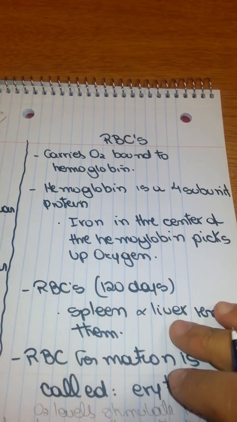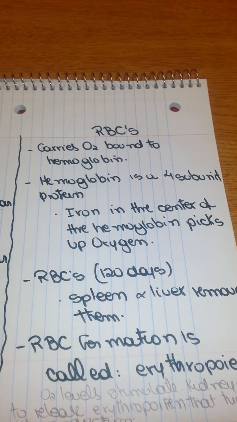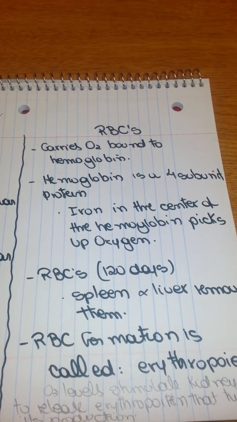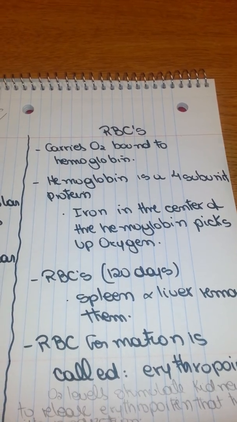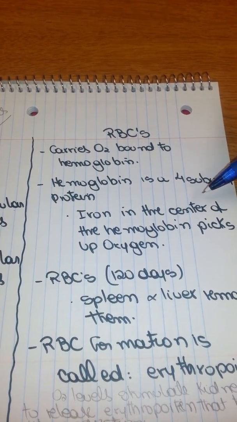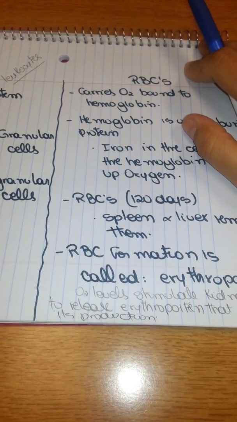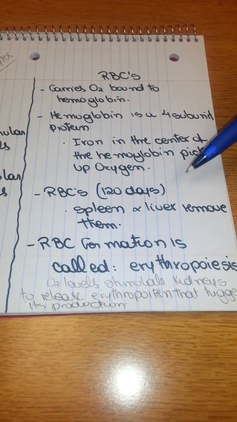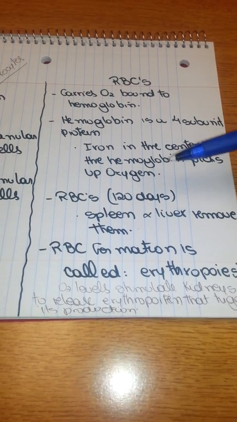Okay, so now red blood cells. They carry oxygen bound to hemoglobin. And hemoglobin is a 4 subunit protein, so it's just a protein that has a lot of affinity for oxygen. Right in the middle of this protein, there is iron. And iron is what picks up the oxygen for delivery in the body. The red blood cells will last 120 days. After that, the spleen and the liver will remove them from the body.